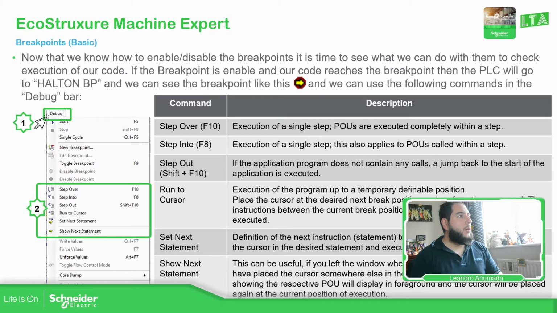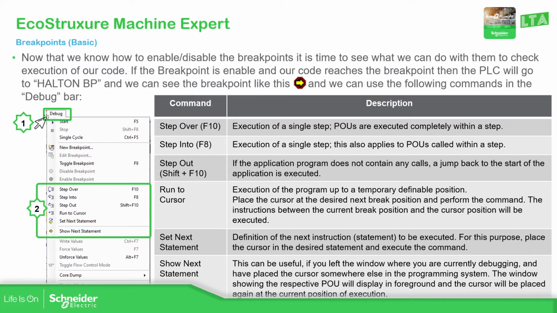So now we have already created the breakpoint. We know how to delete it, how to enable, how to disable. But what happens when you are on the breakpoint when the machine is stopped? Let me just show the complete window.